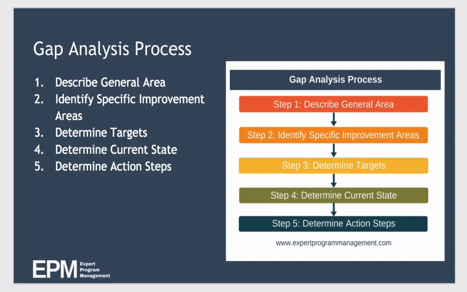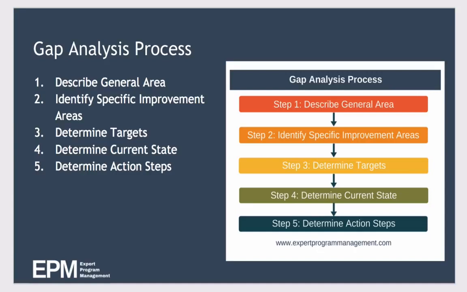So step 1, describe the general area. In this step, we describe the general area that we want to analyse and improve. Now, this may seem like an unnecessary step, but by performing it, we not only highlight what area is under investigation, but also it informs people what areas are not under investigation. And that helps avoid scope creep, and it keeps the rest of the analysis very focused.